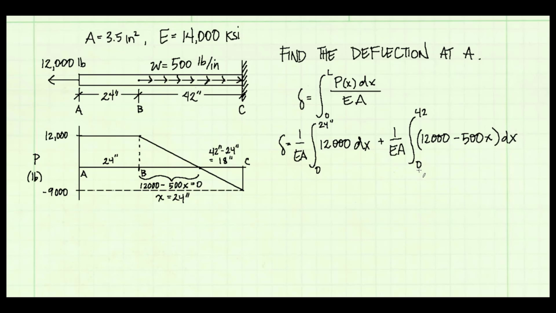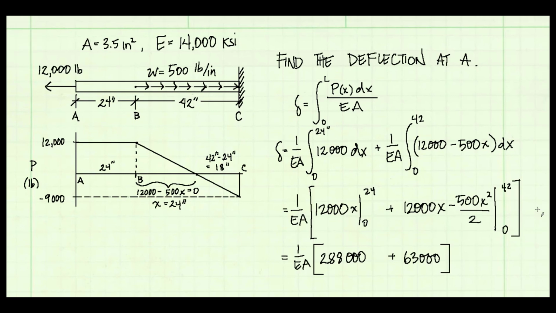So from B to C that's going to be 42 inches, so I'm going to integrate from 0 to 42, and the equation for my internal force then is a linear function. I'm going to start at 12,000 at x equals 0, and as I move to the right I have a negative slope of negative 500 times x. And I can check this equation makes sense. When x is equal to 0, I'm at 12,000 positive. When x is 42, I'm at negative 9,000, so that equation works.